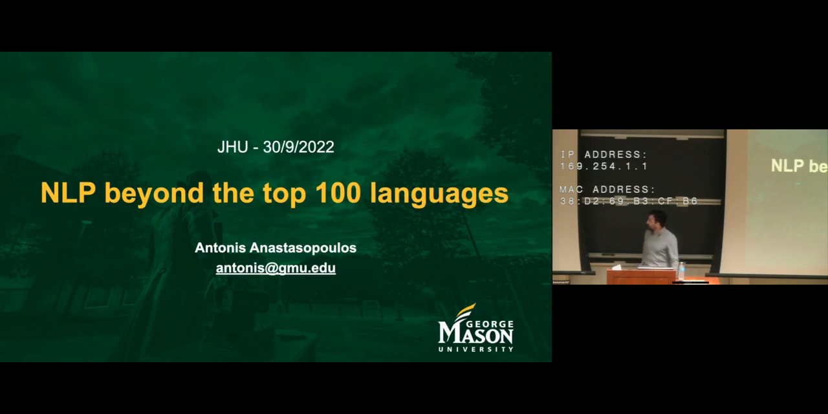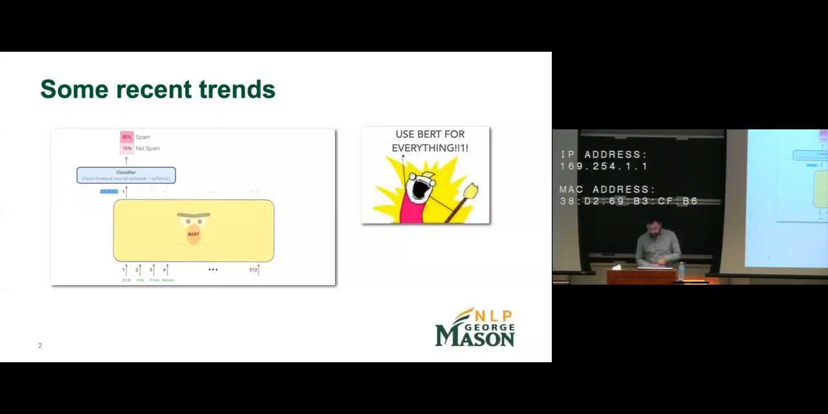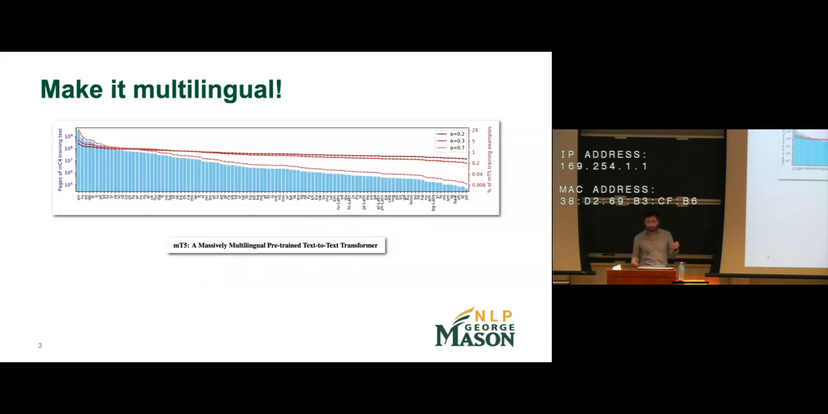So yeah, I want to talk a little bit about a thread of my work that is about going beyond the top 100-ish languages, which is what a lot of people are looking at. You have definitely seen this before, but some recent trends will just use BERT or these big pre-trained language models for everything. And if we go beyond English, like I guess Kenton told you earlier this week, then you can make it multilingual, right?